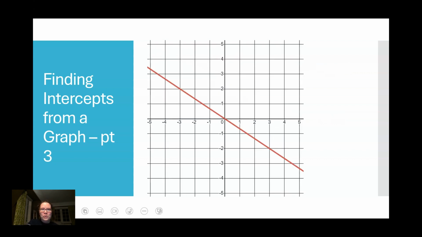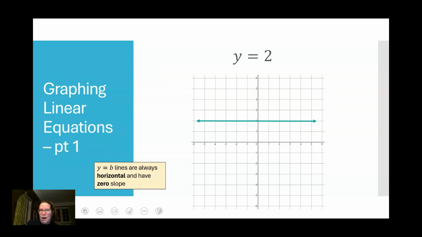On this one, look at this. There's only one spot where it crosses either axis. So both the x-intercept and the y-intercept are (0, 0) because it crosses the origin. It crosses both axes at the same time.